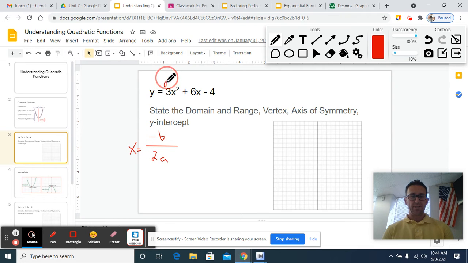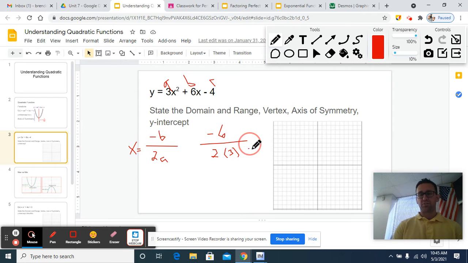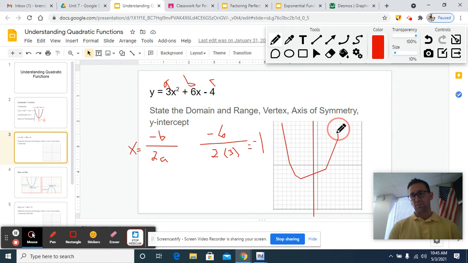So this is a, this is b, this is c. So that's negative 6 over 2 times 3, which equals negative 6 over 6, which is negative 1. So at negative 1 here, this line right here, that's where my U is going to be cut in half. It's going to look something like that, where that cuts it right in half.